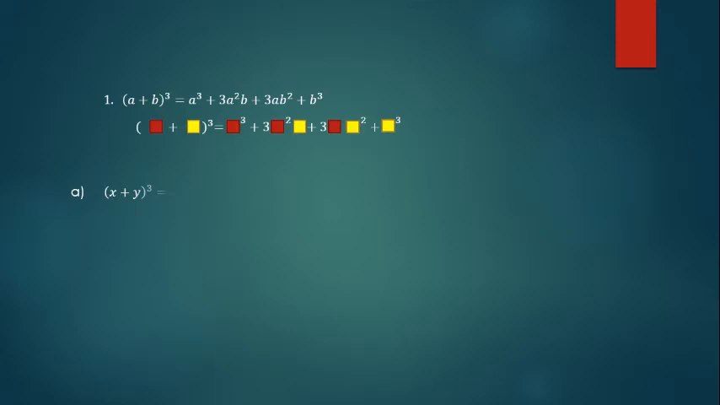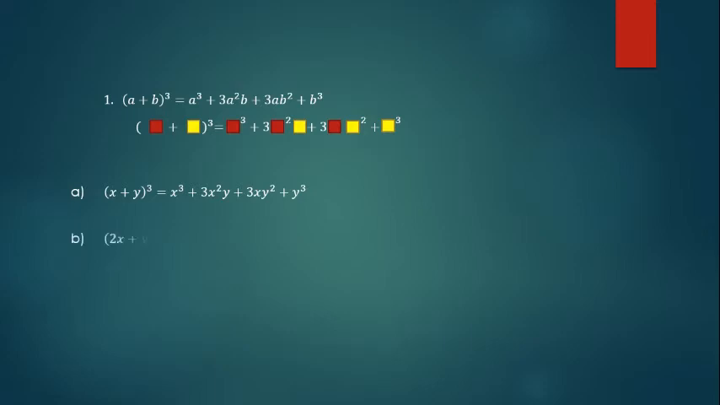Hence our right hand side becomes x cube plus 3, which is fixed, then a red box, so x. That 2 should be placed now, which represents the square. Then we had y for the yellow box plus 3x y square plus y cube, right?